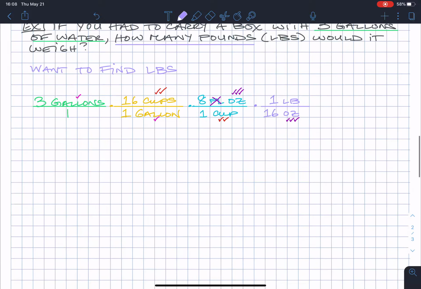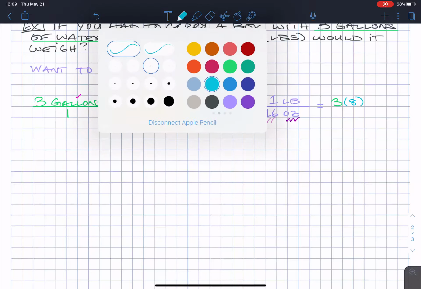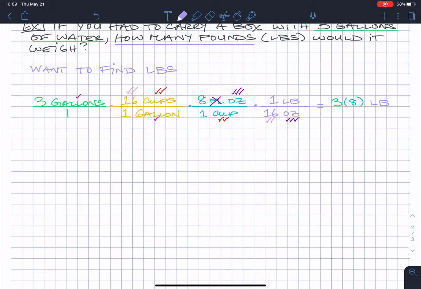Okay, so what am I left with when all is said and done? Looks like I'm left with 3 times 8. Well, actually, look at this. Looks like 16 reduces with 16, so I can get rid of that. And it looks like all that's left is the 3, the 8, and the 1 pound. So after all is said and done, 3 times 8 is 24 pounds. Okay, so there we are. That's how we do a conversion factor.